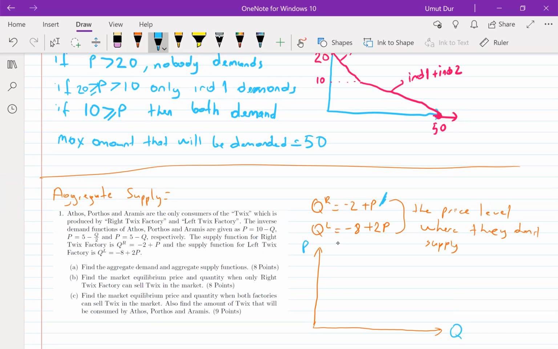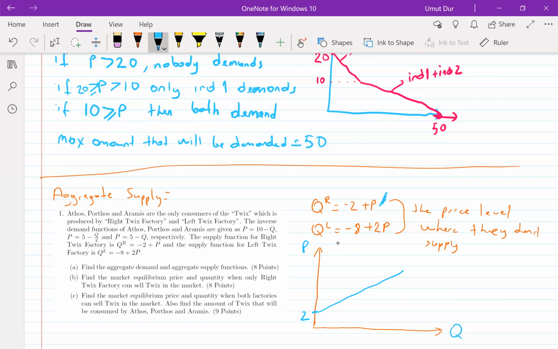Right firm'ün bir şey supply etmesi için price'ın minimum ne olması lazım? İki. 2. Evet, hani çok zor değil. Burada 2 olması lazım. So, because when the price is less than 2, the supply will be negative. Okay, so which means that it doesn't make sense. Okay, so in order to make a positive supply, the price should be at least 2. Then it will be something like this.